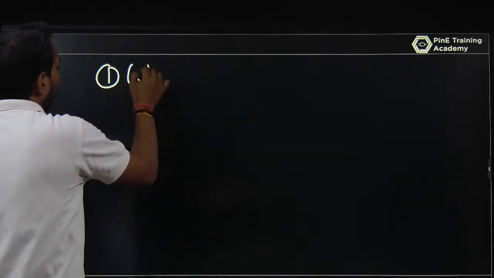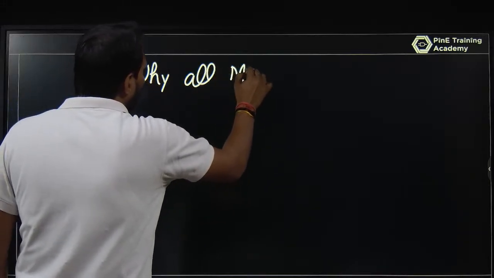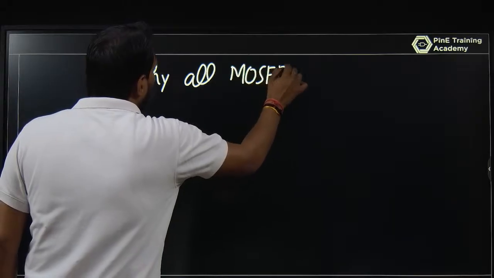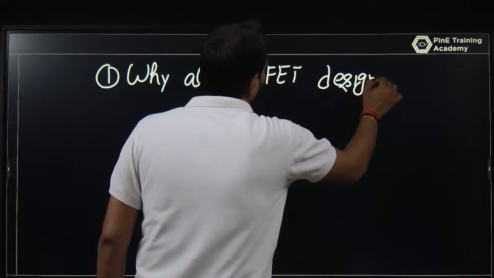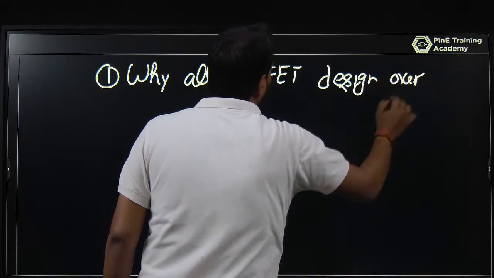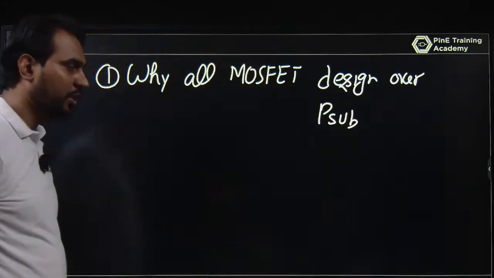Why are all MOSFETs, meaning NMOS or PMOS, designed over a P substrate? Why not an N substrate or N-well?